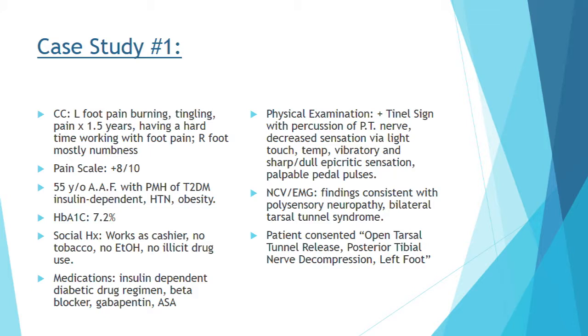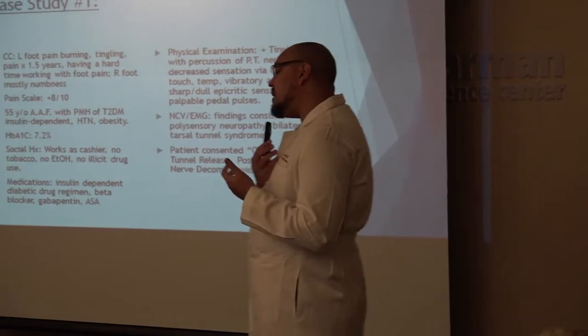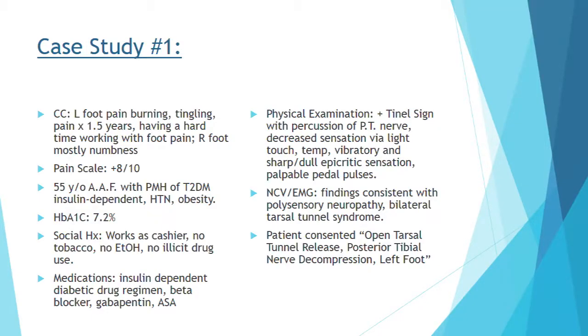She's on her feet 8 to 10 hours a day. No smoking, no tobacco, no illicit drug use. Her medications included an insulin-dependent diabetic drug regimen, beta blocker for her hypertension, and gabapentin prescribed by her primary care doctor. Remember, medication is the number one treatment for DPN. She'd been on gabapentin for about 3 years before I met her, and she was on a baby aspirin.